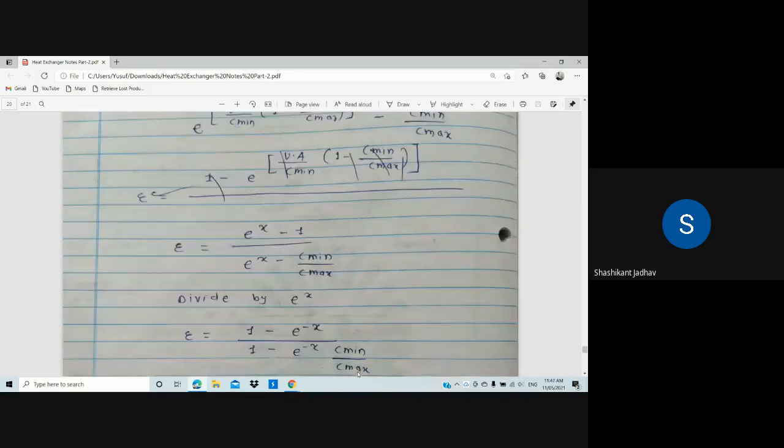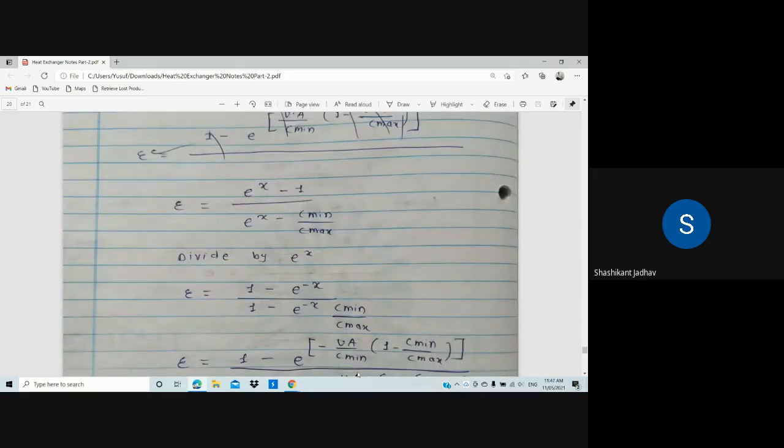Okay, so now we have to consider that bracket term as x. Whatever term is there in the bracket of e raised to something, instead of that we have to write down x. So U into A divided by C minimum into bracket 1 minus C minimum upon C max, instead of that we have to write down x. Okay, so therefore epsilon is equal to what? Epsilon is equal to e raised to x minus 1 divided by e raised to x minus C minimum upon C maximum. Understood?